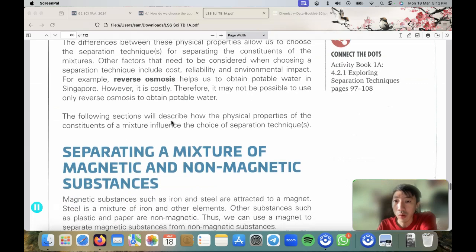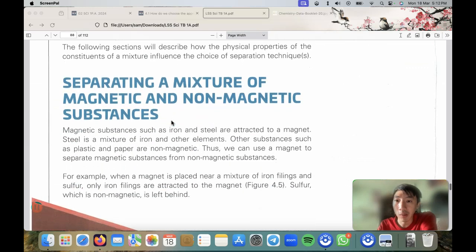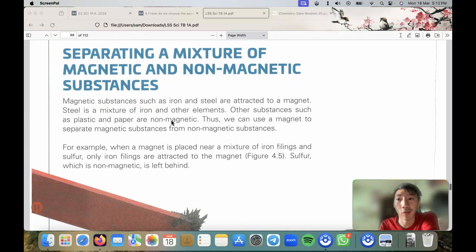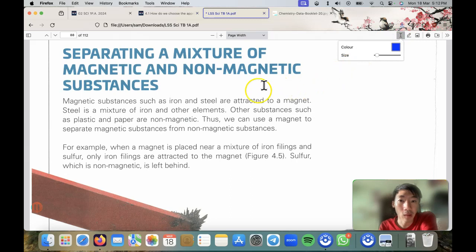Okay, so let's start by talking about how we can separate a mixture of magnetic and non-magnetic substances. What are some magnetic substances? I would like you to write this down. Many of us have this assumption that all metals are going to be magnetic, but that's not true.